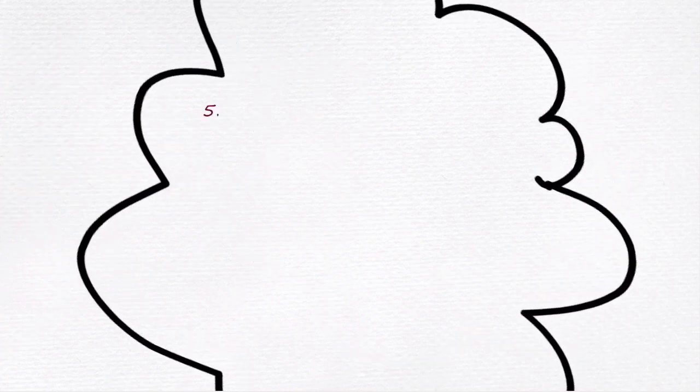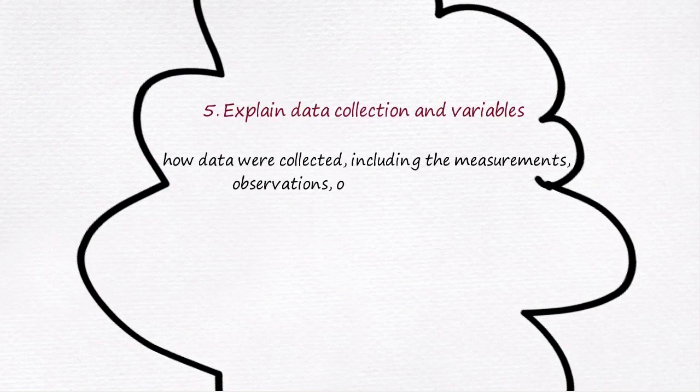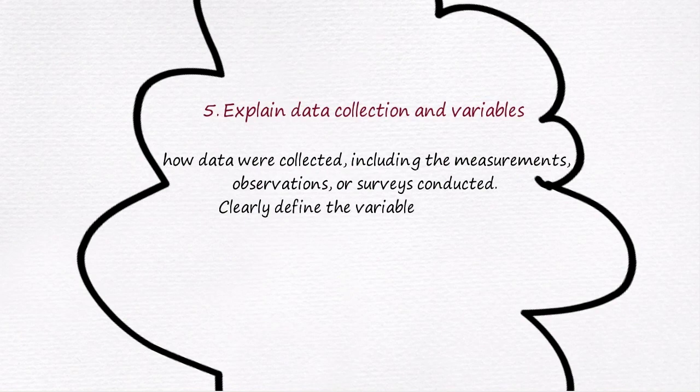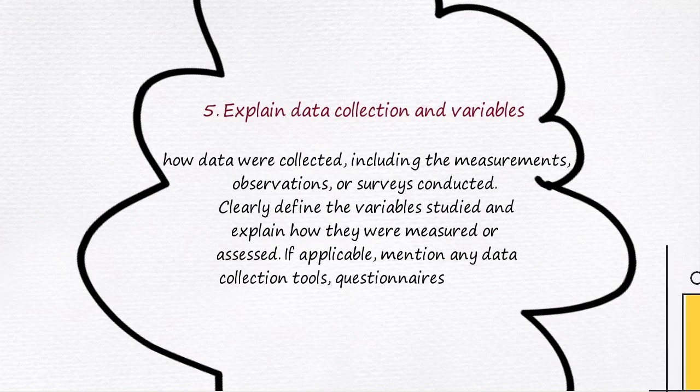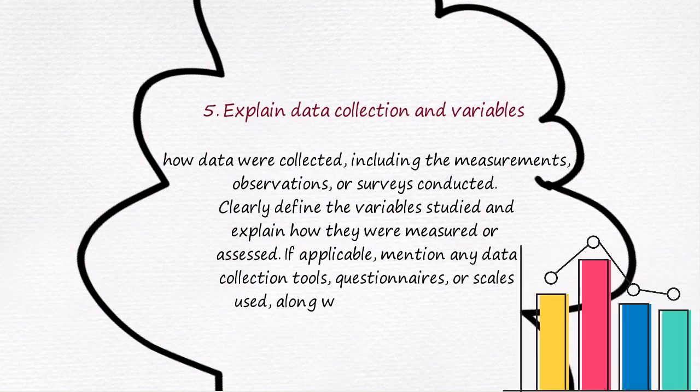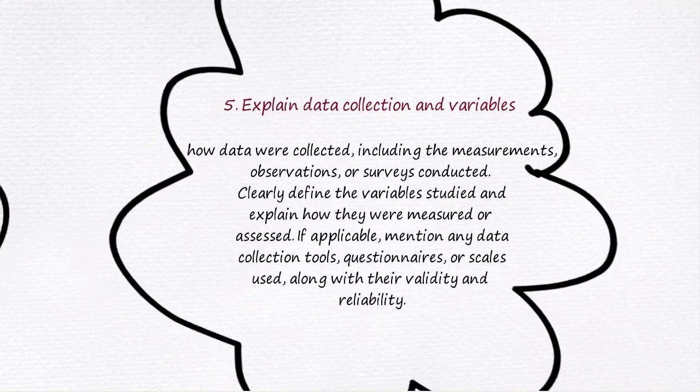5. Explain data collection and variables. Describe how data were collected, including the measurements, observations, or surveys conducted. Clearly define the variables studied and explain how they were measured or assessed. If applicable, mention any data collection tools, questionnaires, or scales used, along with their validity and reliability.